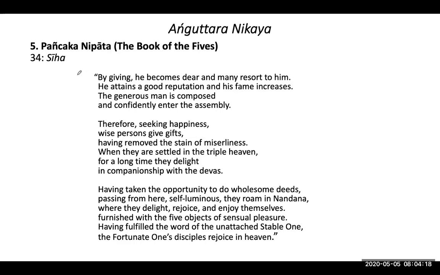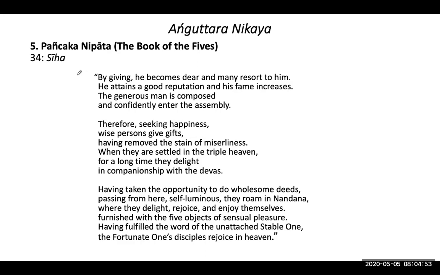miserliness. When they are settled in the triple heaven, for a long time they delight in companionship with the devas. Having taken the opportunity to do wholesome deeds, passing from here, self-luminous, they roam in Nandana. Nandana is the garden of delight in the Tavatimsa heaven. There are several heavens, okay? And then the garden of that heaven.